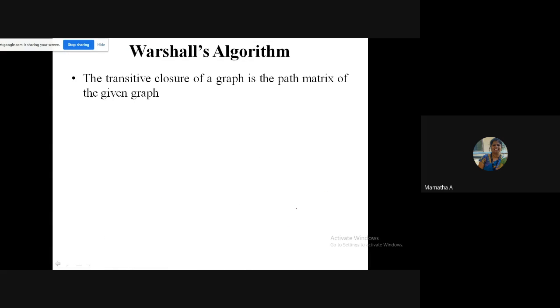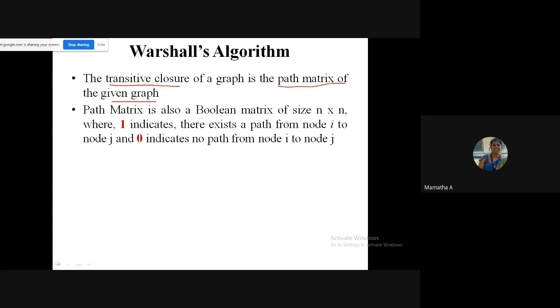Now, let me tell you what is transitive closure. So what is this transitive closure? It is nothing but the path matrix of a graph. What is the path matrix? As the name indicates, it is again a Boolean matrix of size n cross n, so it is 1 and 0, where 1 indicates what, students? There exists a path from node i to j. Path. It is not edge. It is a path. 0 indicates there is no path.